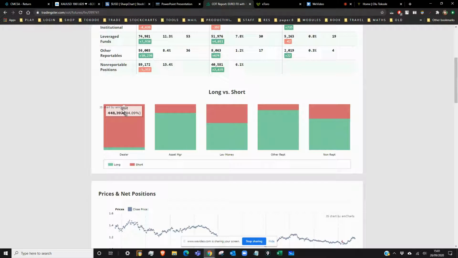Now, this is the euro. So if the dealers are short the euro, they're about to go long the euro. Asset managers should do the opposite. So asset managers, money managers are about to go short the euro because they are also extreme long. They're 81% long the euro right now. So they will soon be going short. So if they short the euro, the dollar should go up. So that's the confluence that I'm looking for.